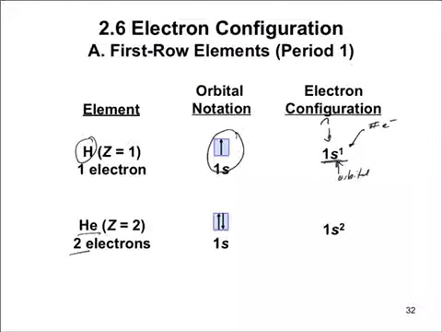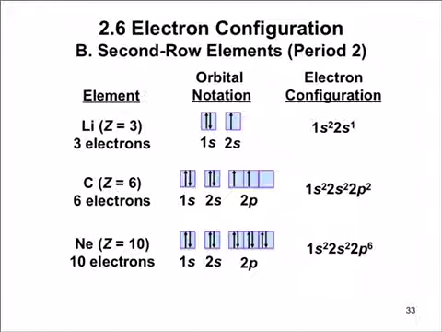Helium has 2 electrons, so our box diagram looks like this, where they are oppositely spin. They have to have opposite spins. And our electron configuration would be 1s2. For the second row elements, period 2, let's do lithium. So first I fill up the 1s. Then I can fill up the 2s. Now I've only got 3 electrons to place, so I don't actually fill up the 2s. So 1s2, 2s1 would be my electron configuration.